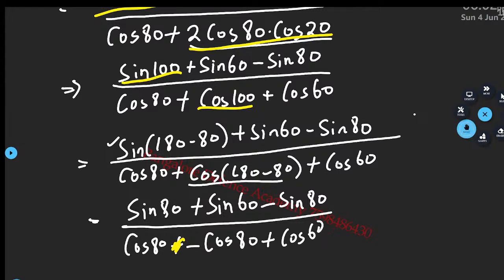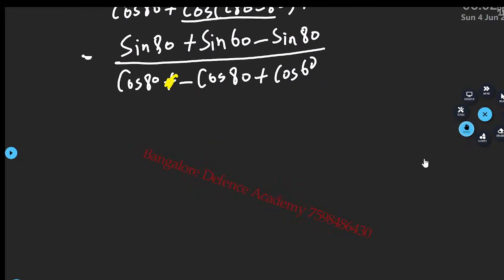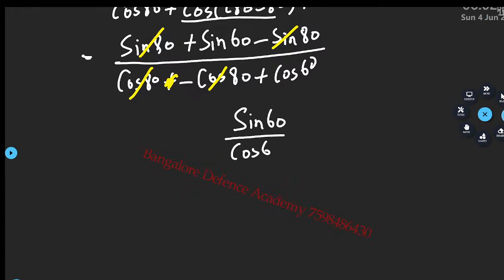What will get cancelled? Sin 80 minus sin 80, cos 80 minus cos 80. What is remaining? Sin 60 by cos 60. So can I say that this is nothing but tan 60? You got the answer. That's it.